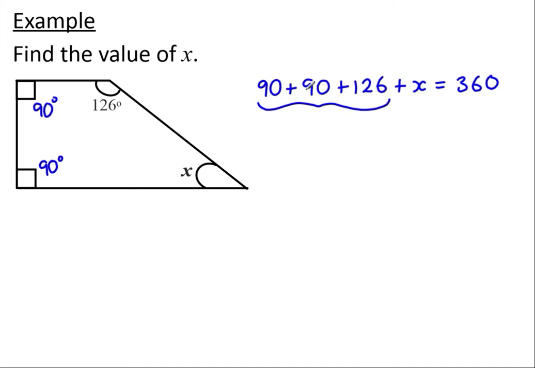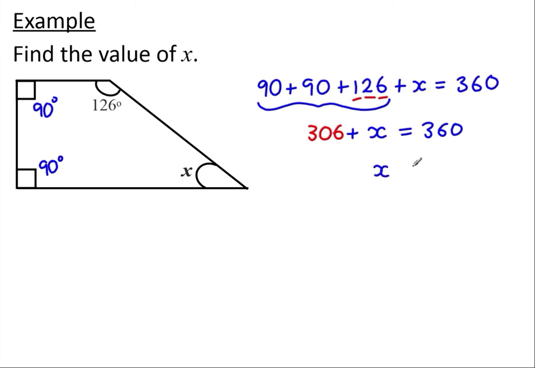Well, 90 and 90 is 180. If I add 20 onto 180, I get 200. Add another 100, that's 300. And there's a 6 here, so I've got 306 degrees, plus some angle I don't know has to make a total of 360.